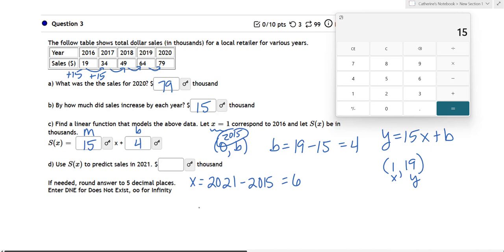So if we then plug into our function s of 6, 15 times 6, and then plus 4, I think, let's see, 15 times 2 is 30, times 3, I think we get 94. I did that in my head, so I'm not completely supporting that answer, but I think that's correct. So 94,000. And another way we could do this, by the way, that's 1 year past 2020, so just add 79 plus 15. That's probably actually a little bit easier.